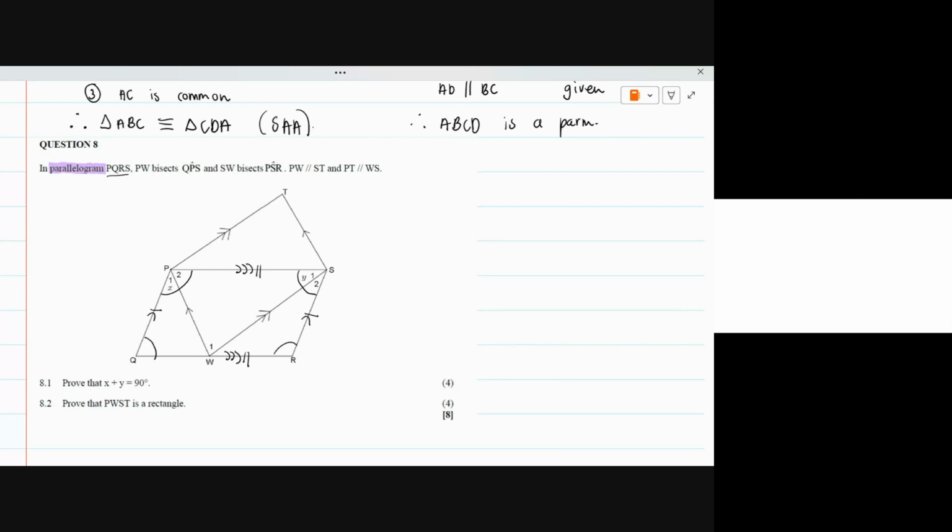It says here, PW bisects QPS. Do we know what bisects means? Bisects means it cuts in half. It cuts a line in half. So PW bisects QPS. Let's follow that. It's bisecting an angle, the line PW bisects the angle QPS.